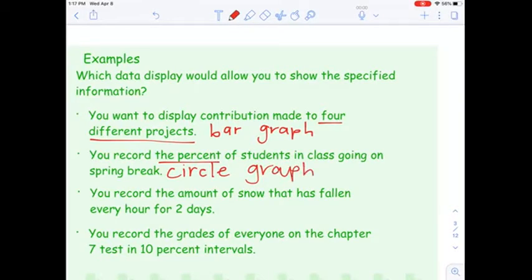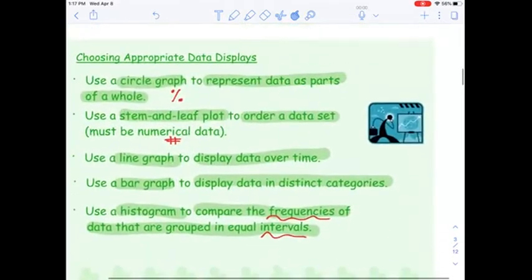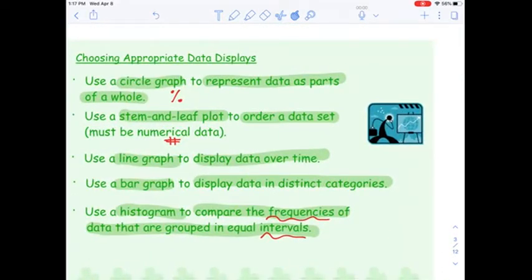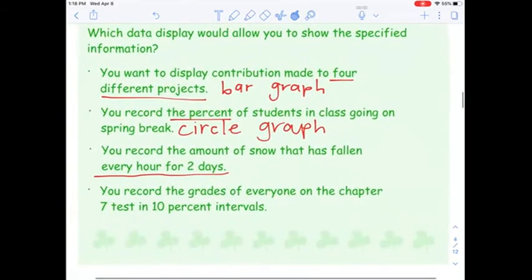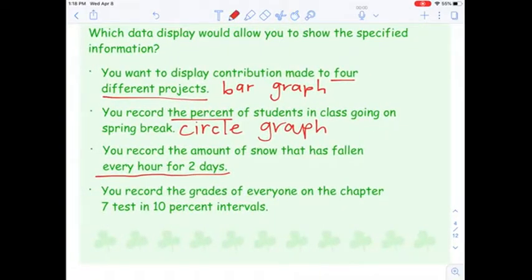The next one says you record the amount of snow that has fallen every hour for 2 days. So again, I'm looking up at my list. Circle graph is parts of a whole, not what we need. Stem and leaf plot is ordering a data set. That's not what we're looking for either. Line graph is displaying data over time. Well, we're talking about hours and days here, so that's exactly what I need. Line graph.